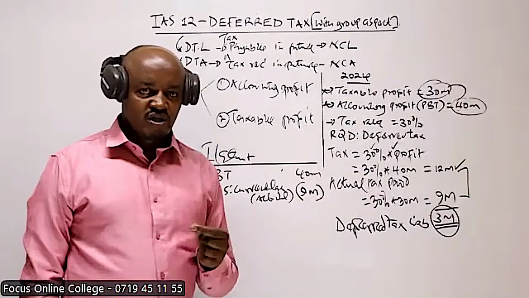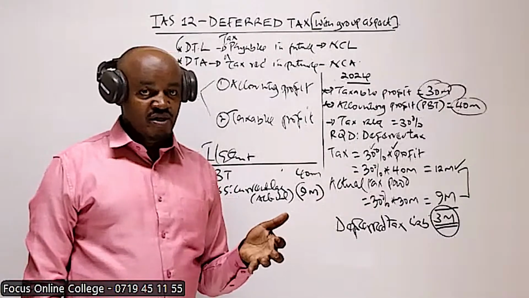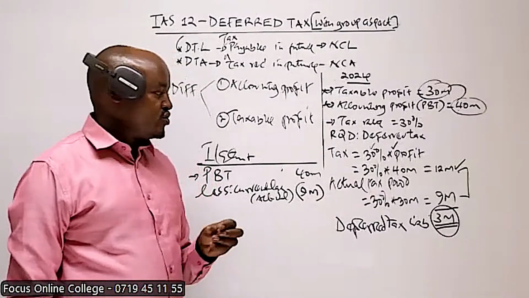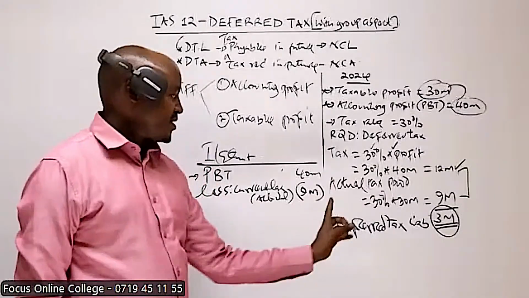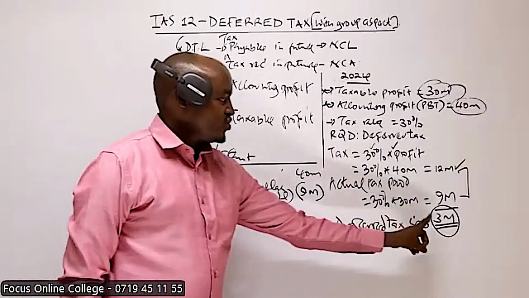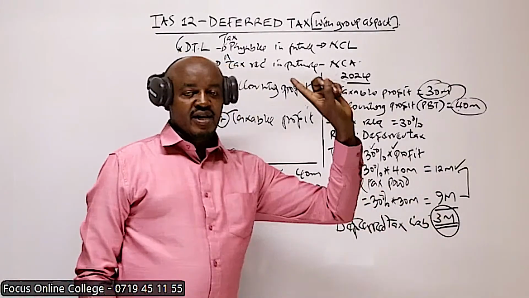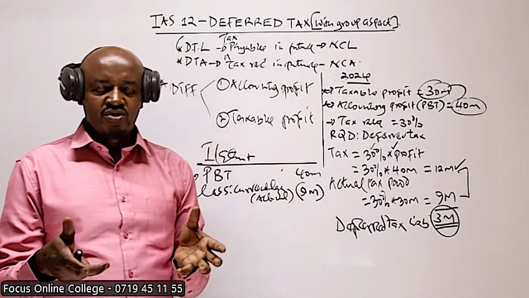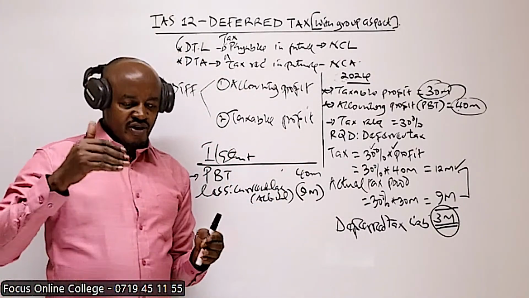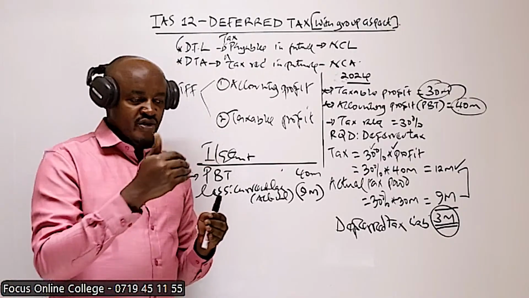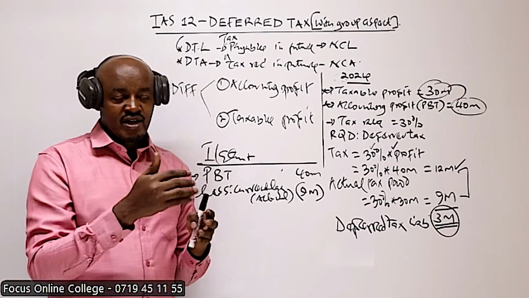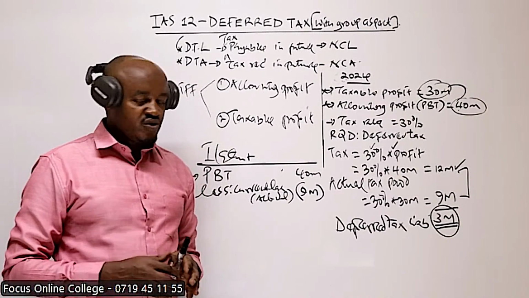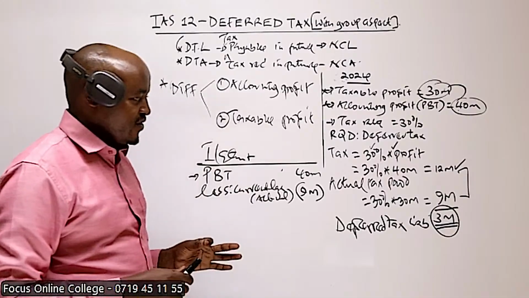Now, what you need to do as an accountant, in accordance with the prudence concept, is set aside 3 million from the profit of the current year to be used in paying tax in the future. Remember what the prudence concept requires: if you expect to incur a loss in the future, you need to provide for it today. So we make a provision for 3 million.